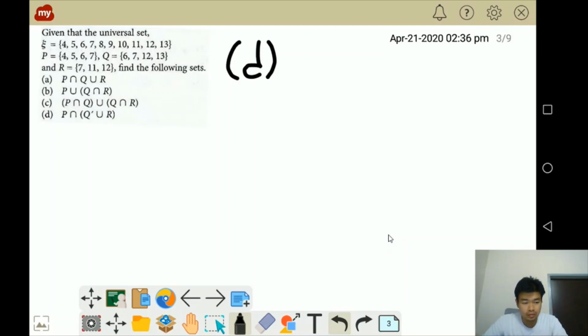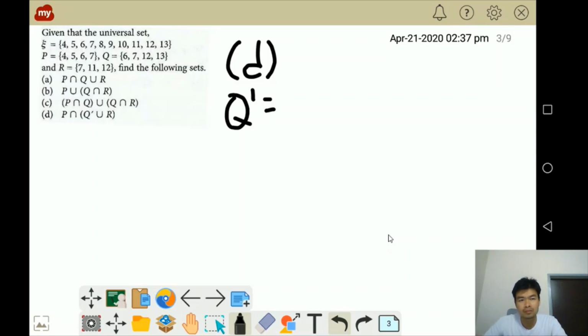So again, the rule is you need to do what is in the bracket first. Q prime union R. Now I know what is in R, right? What are the elements for R? But the problem is the Q prime. What is Q prime? To do it step by step, I'm going to list down the elements for Q prime. What does the prime mean? Outside of Q, right? So if you look at the question, the elements for Q are 6, 7, 12, and 13.